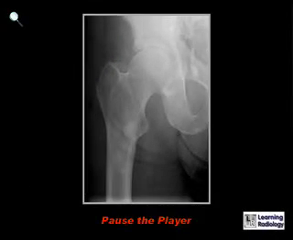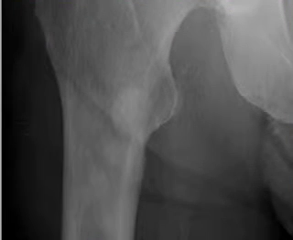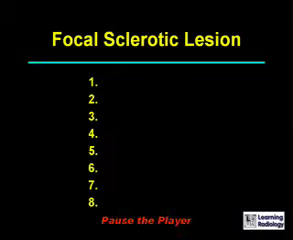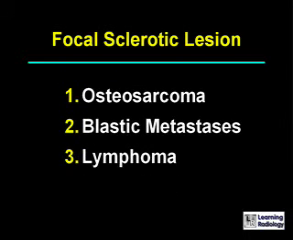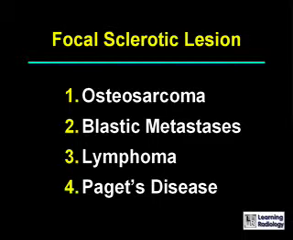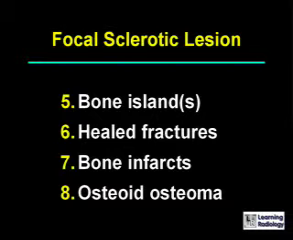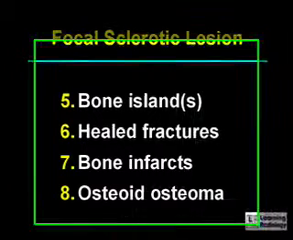This is the next differential. Pause the player. The differential is for focal sclerotic lesions of bone. There are 8 major causes. Pause the player. The differential for focal sclerotic lesions of bone includes osteosarcoma, osteoblastic metastases, lymphoma, Paget's disease, bone islands, healed fractures, bone infarcts, and osteoid osteoma.